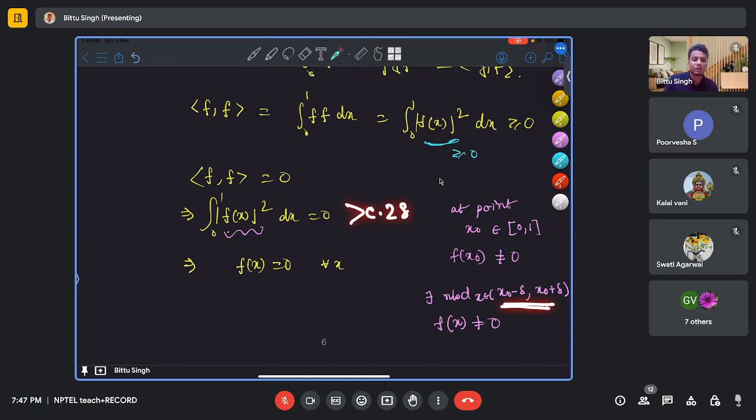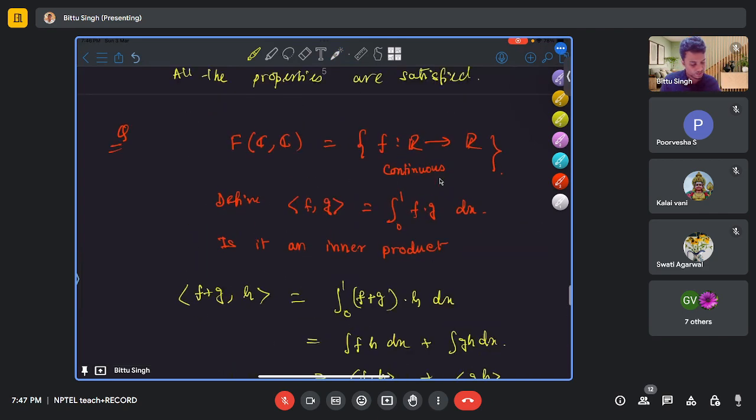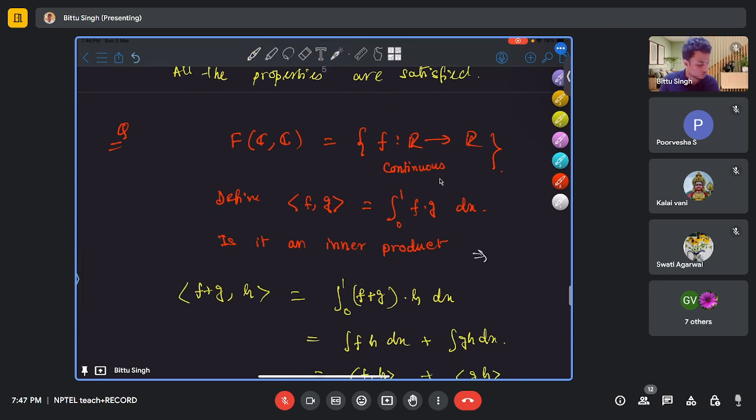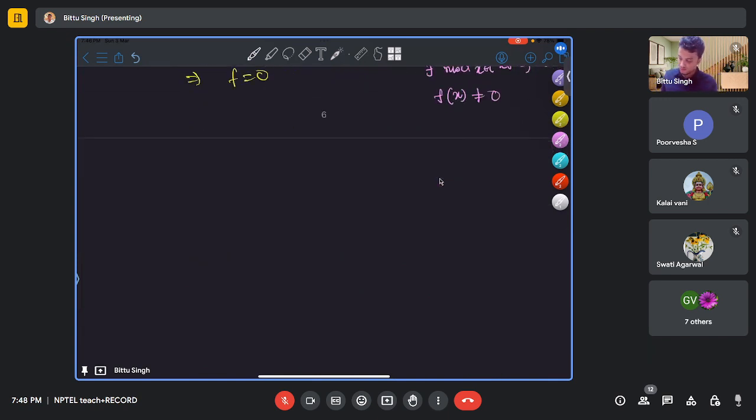Okay? So that means that f(x) non-zero at a single point is not possible. So f(x) is zero everywhere for this neighborhood, for this interval. Hence, f(x) is trivially zero. That is, f is identically zero. So all those properties are satisfied by this product. Hence, this is an inner product, by the definition. So those are some natural examples.